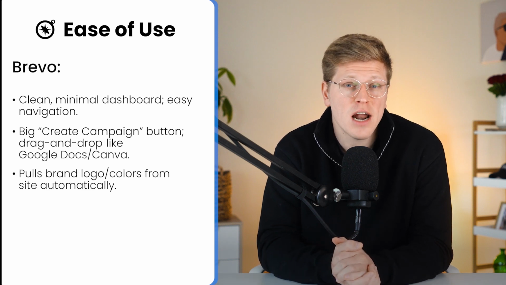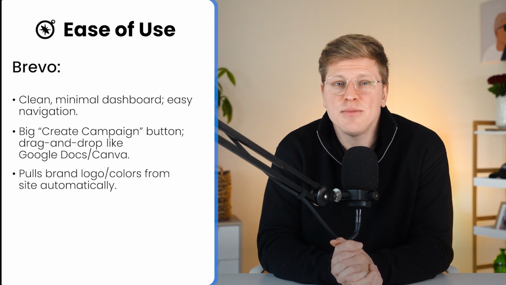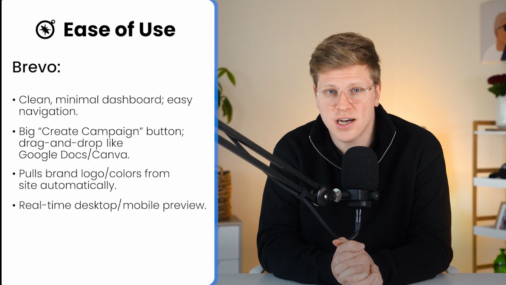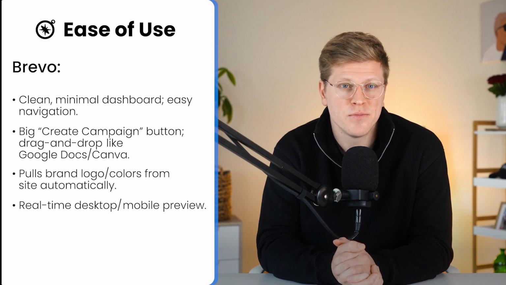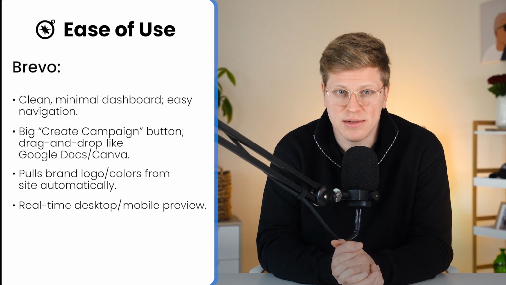Brevo also does small things right. For example, it can automatically pull your brand logo and color palette from your website to help you set up faster. It also lets you preview how your email looks on both desktop and mobile in real time, which sounds basic, but not every platform makes that part so seamless.